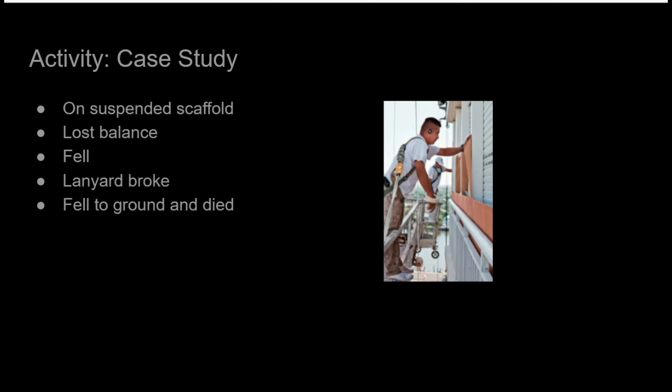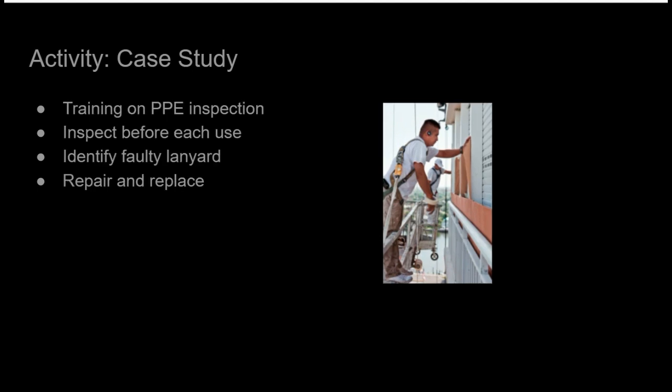A 27-year-old laborer was working on a suspended scaffold when he lost his balance and fell from the scaffolding. His safety lanyard broke and he fell to the ground. He died at the scene from blunt force trauma to the head. What might have prevented his death?